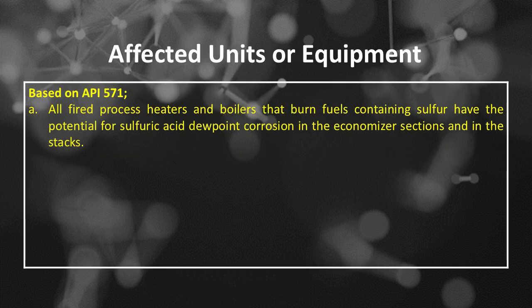Flue-gas dew-point corrosion affected units or equipment based on API 571, Number A. All fired process heaters and boilers that burn fuels containing sulfur have the potential for sulfuric acid dew-point corrosion in the economizer sections and in the stacks.